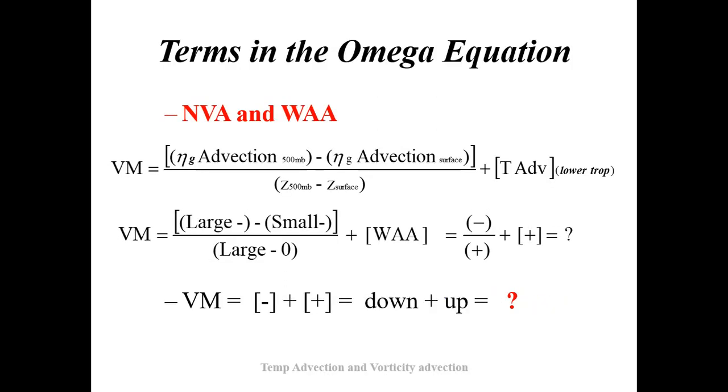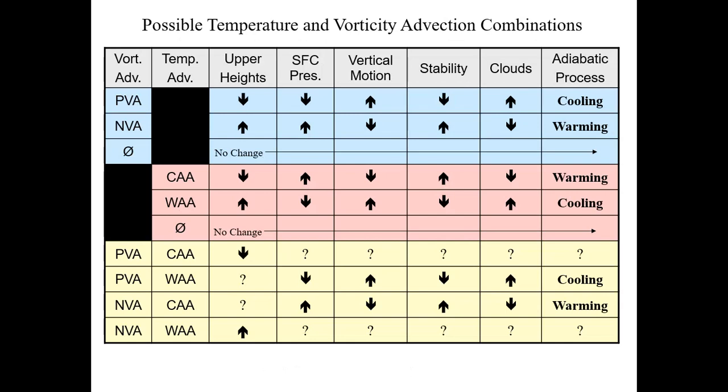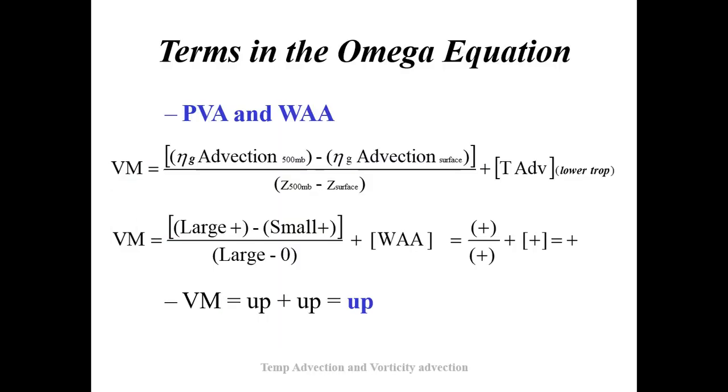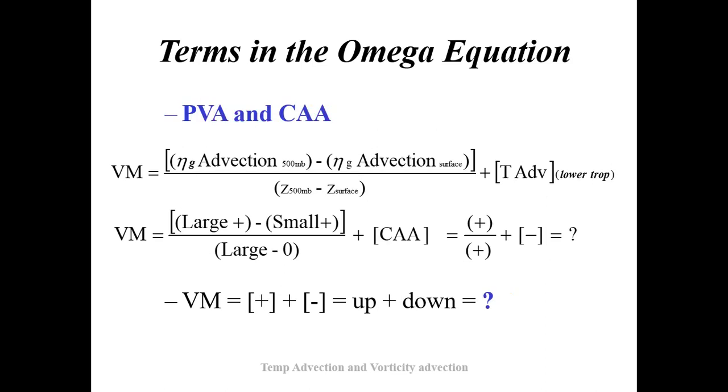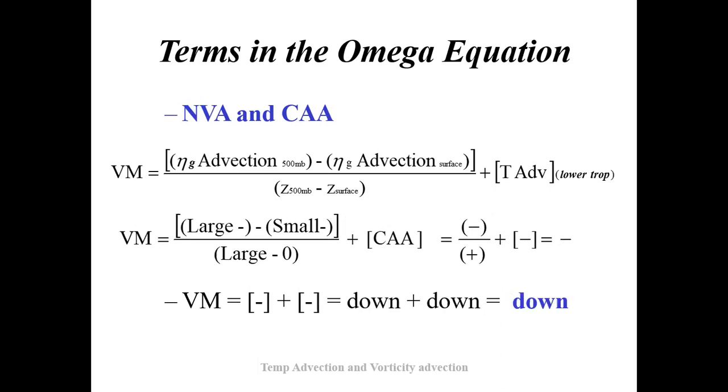Those are your combinations you can get. All right, and that's all on this chart. It breaks everything down nicely. We look at vorticity advection and temperature advection: PVA and warm air advection at the same time indicate upward vertical motion. NVA and warm air advection, unsure, we need more information. PVA, positive vorticity advection, and cold air advection, unsure, we need more information. And then NVA and cold air advection both indicate downward vertical motion in the atmosphere.